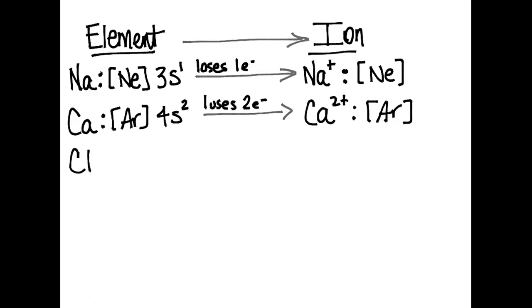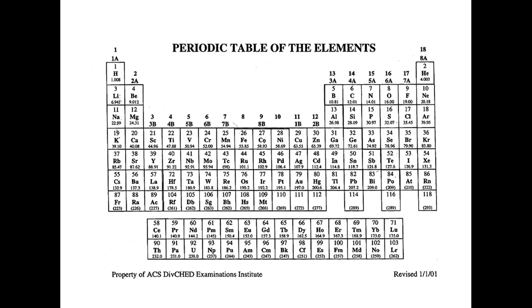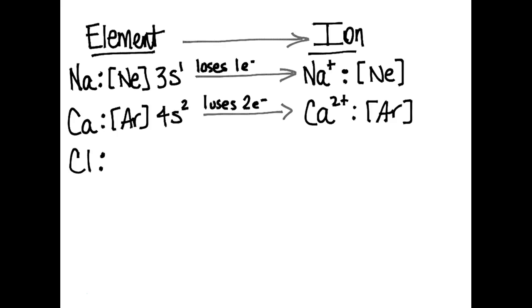Now if we look at chlorine, neutral chlorine is element 17. It is here. Its preceding noble gas is neon. So we're going to write down neon, and this is the 3p, so 3s2, 3p, 1, 2, 3, 4, 5. So the neutral chlorine atom has this electron configuration with neon in brackets, 3s2, 3p5.